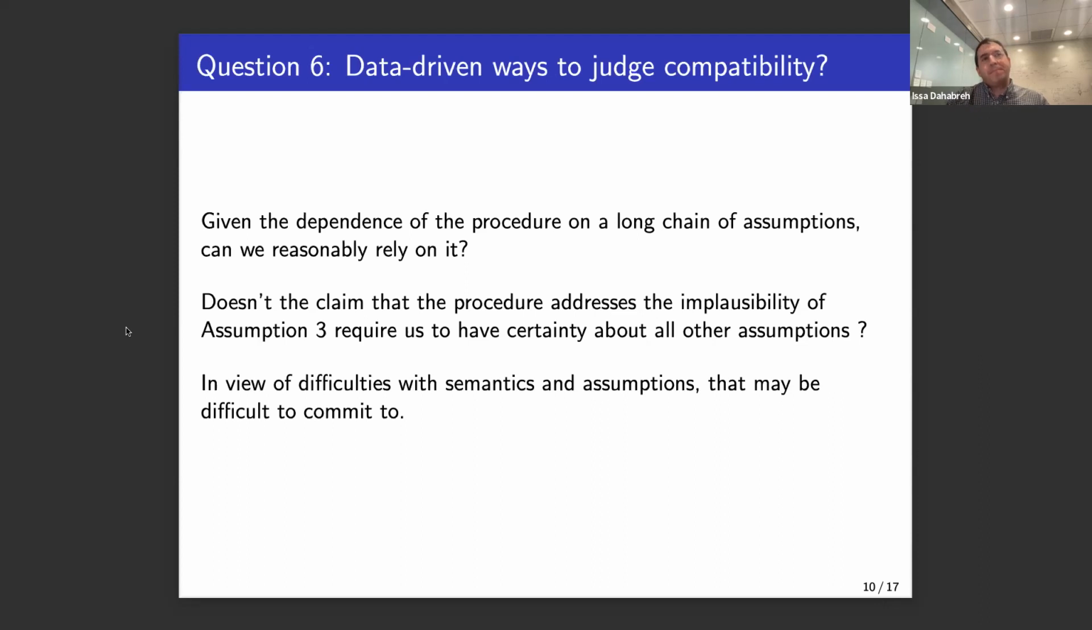Meaning, if the procedure, as I think is framed in the paper, addresses the implausibility of assumption 3, which is no confounding in the observational study, don't we need to be absolutely certain about the others? And if we do, I feel like assumption 1 is at least as problematic as assumption 3. Not problematic in a math sense. Logically or in practice, I can't see how I would pick to promote one as more plausible than the other. And then, especially if you consider the semantic difficulties with treatment and adherence and all that.